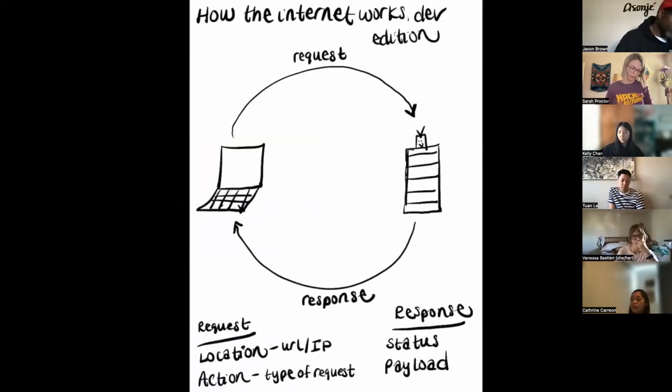So we're making a request, and we have to know where we're going in the form of our URL, and we have to know what type of request we're making. Then we go find our happy server. Our server contains the information that we're wanting, and we come back with a response. So response, again, has two parts. We've got a status, and we've got a payload.